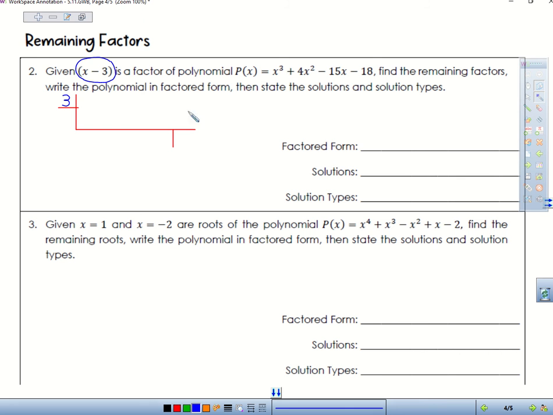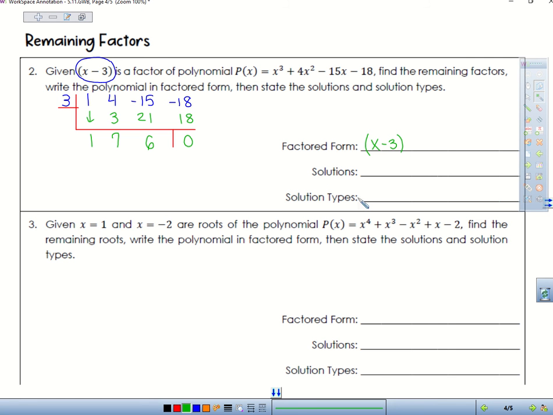Make sense? Now what are the coefficients going to be on the inside here? 1, 4, negative 15, negative 18. Good. 1, 4, negative 15, and negative 18. Okay? You're going to complete the synthetic division. We don't have any placeholders. Bring down the 1, multiply. Combine, multiply. Combine, multiply. What do we get? 0. Good. So that means that that particular binomial is a factor.